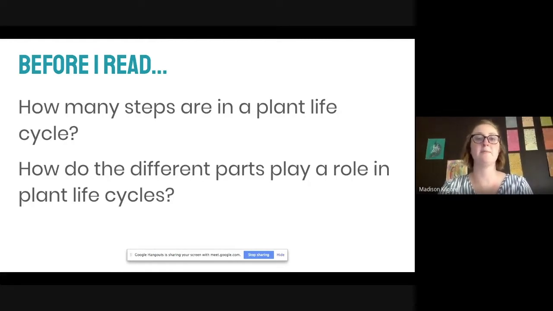So how many steps are in a plant life cycle? We found out yesterday we didn't quite answer that question completely. We learned a little bit more about it through the diagrams on page 6 and 7, looking at the seed and how it grows into roots, a stem, and a leaf. And then today I also have the question, how do the different parts play a role in plant life cycles? We were introduced to the parts of the roots, the stem, and the leaf, and I want to know, what is their role in plant life cycles? Like, why is it important?